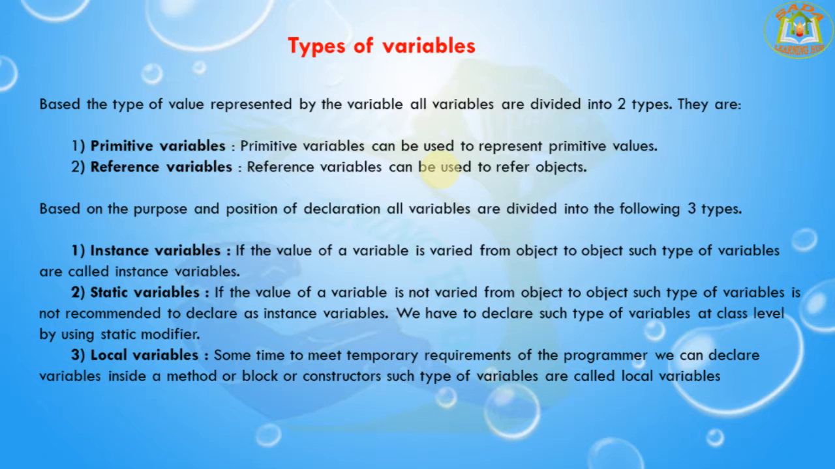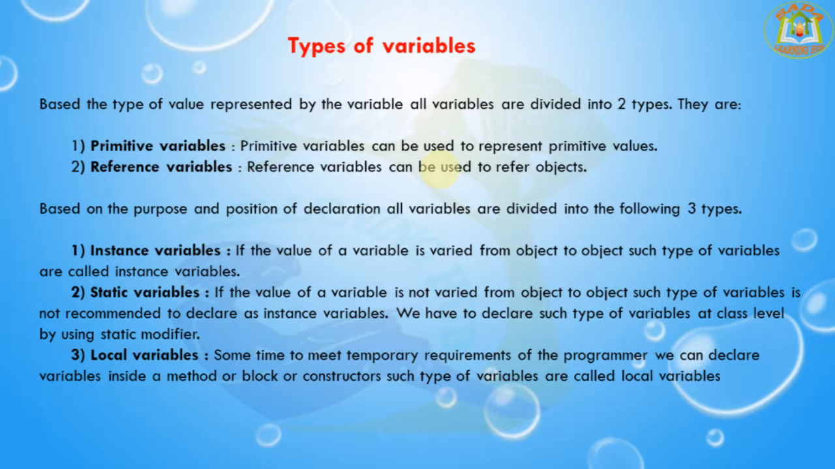Today's session we are going to learn types of variables in Java programming language. Based on the type of values represented by the variable, all variables are divided into two types. They are primitive variables and reference variables. Now we are going to primitive variables. Primitive variables can be used to represent the primitive values.